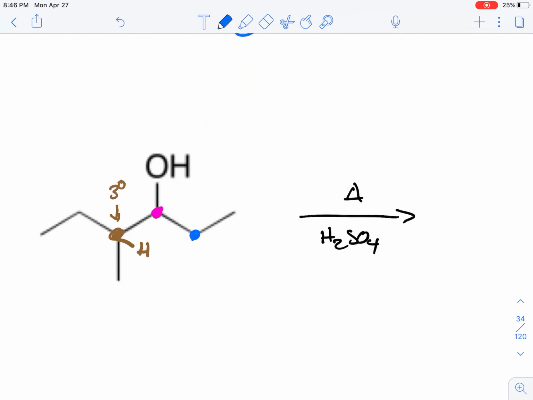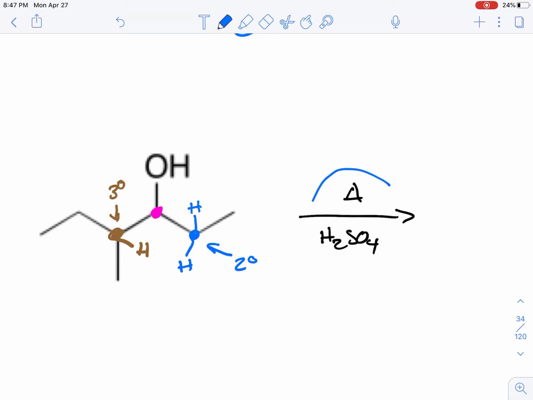Now, looking at the carbon to the right of the carbon that contains the alcohol, here I have 1, 2 carbons that are bonded to this carbon. So this would make it a secondary carbon. So in this case, I have 1, 2 hydrogens on the carbon in blue, so that the carbon in blue has the full octet.